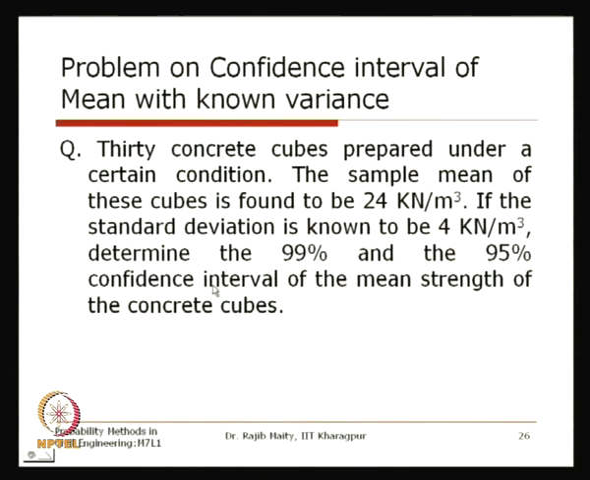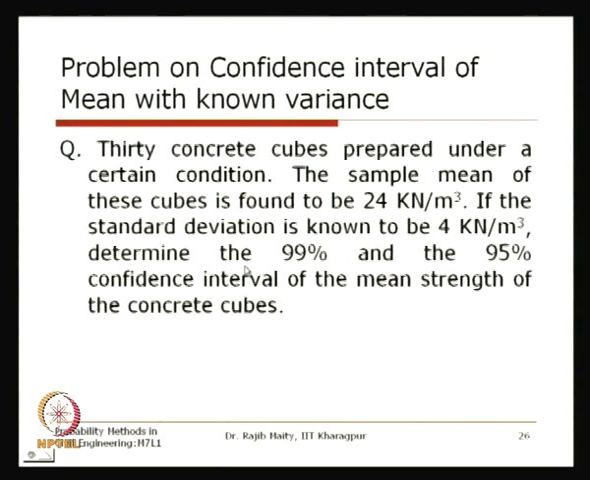So we will take one example of this. Thirty concrete cubes are prepared under certain conditions. The sample mean of these cubes is found to be 24 kilonewton per meter cube. If the standard deviation is known to be 4 kilonewton per meter cube, determine the 99% and 95% confidence interval of the mean strength of the concrete cube. So this 4 kilonewton per meter cube is known, it is from the population, and this one is obtained from the sample.